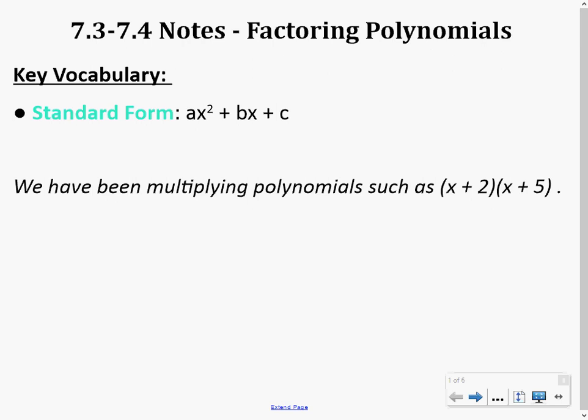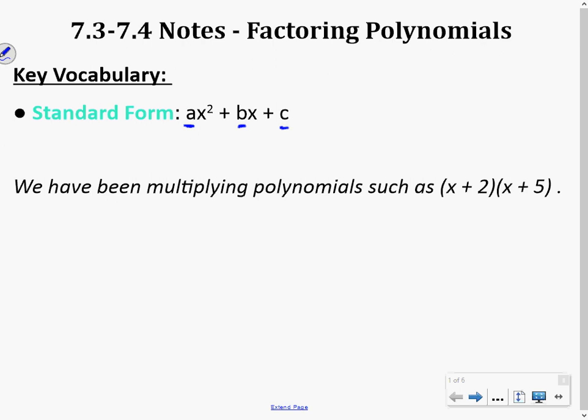Something you need to know right off the bat is what standard form looks like. We have 3 terms, and notice it goes x squared, then x, then we have our constant at the end. The number in front of x squared is our a value. The number in front of x is our b value, and the constant at the end is our c value. That's going to come into play when we factor trinomials in just a minute.